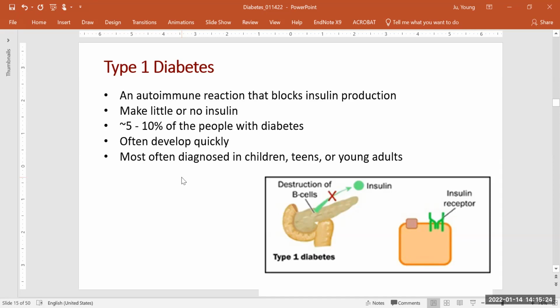Type 1 diabetes is thought to be caused by an autoimmune reaction, meaning that the body attacks itself. In this case, an autoimmune reaction stops the body from making insulin. Therefore, people with type 1 diabetes make little or no insulin. In consequence, glucose in the blood cannot be taken up into cells. It often develops very quickly, and type 1 diabetes can occur at any age, but it's most often diagnosed in children, teens, and young adults.